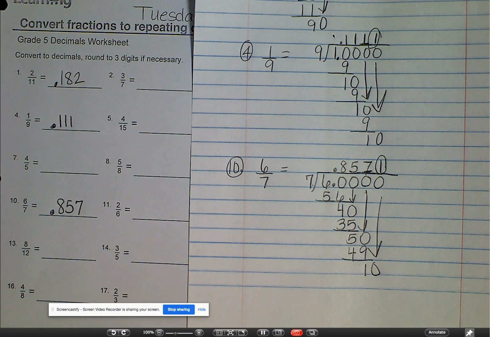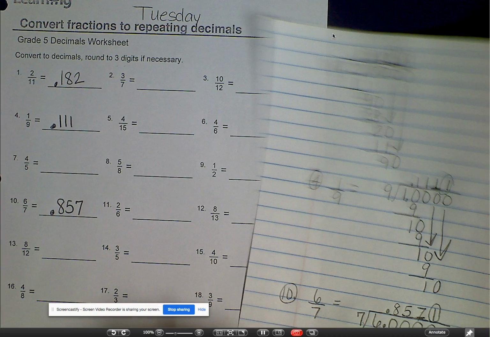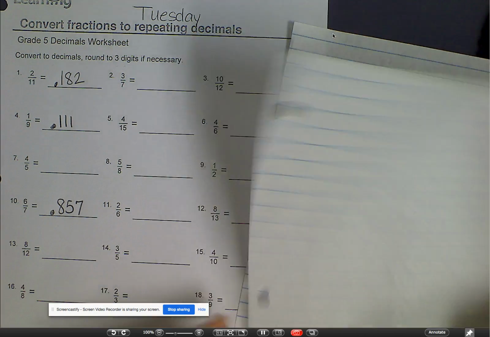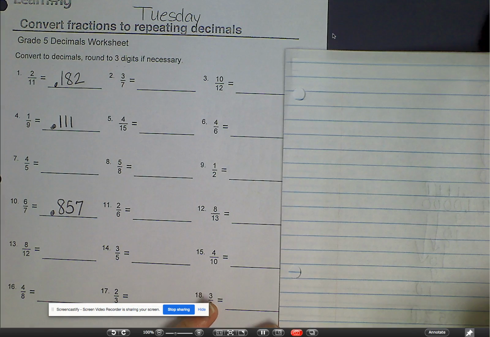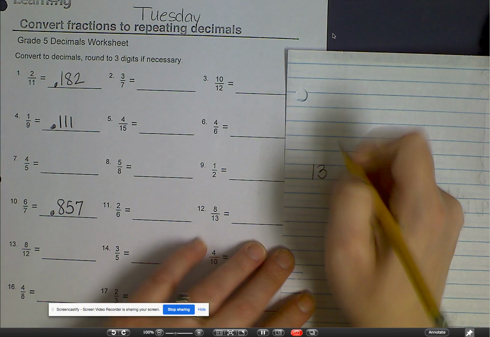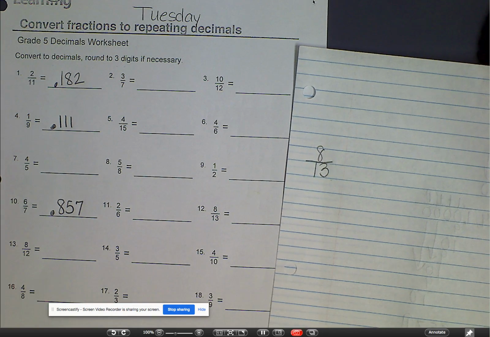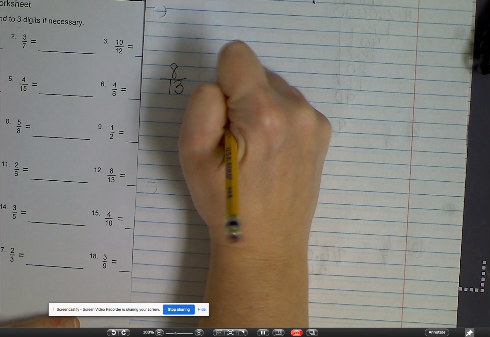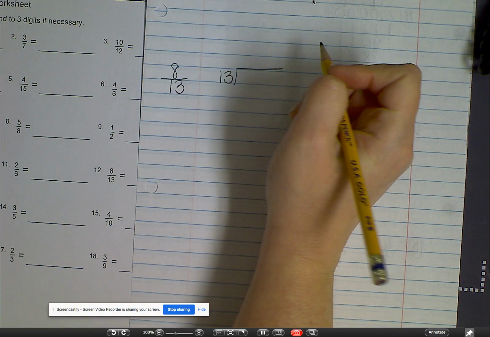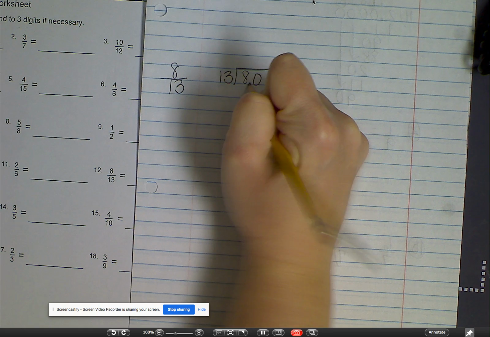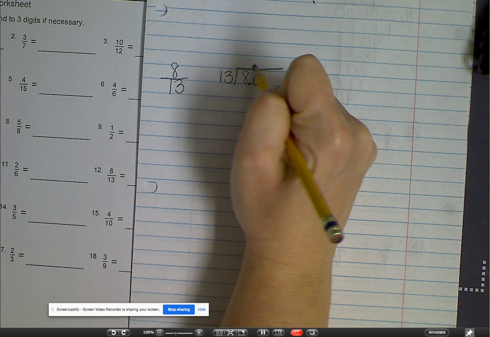All right. I think you guys get the hang of this now. I hope so. But I'll do one more with you. I'll do number 12. It looks kind of difficult. Okay, so number 12 is 8/13, and they want you to change that into a decimal. So you know that the denominator is going to go on the outside, and then the numerator goes on the inside.